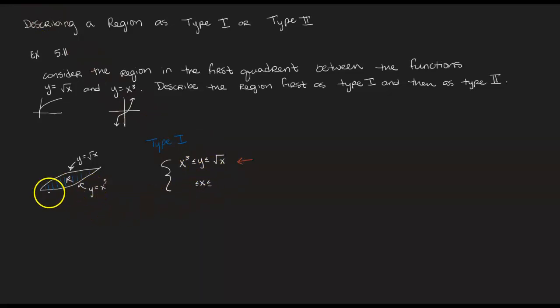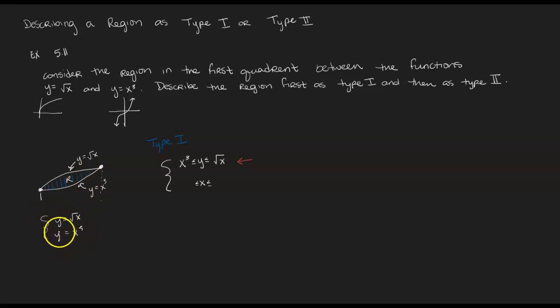Now, in a type 1 region, we're drawing vertical lines starting at the smallest x value and going all the way up to the largest x value. So we need to find those intersection points. We need to know where the square root x and x cubed functions intersect, because those two points mark the left and right endpoints of our region. So the easiest way to do this is to say we want to know where these two functions intersect each other. We're essentially just solving a system of equations here.